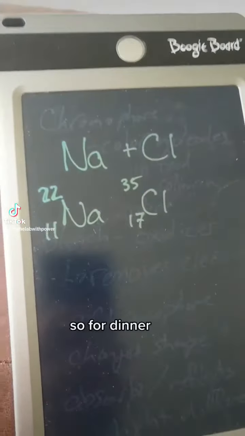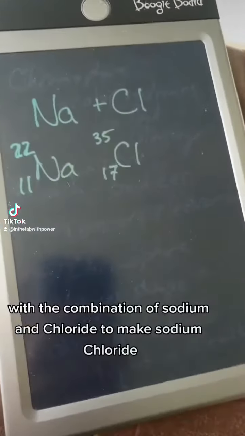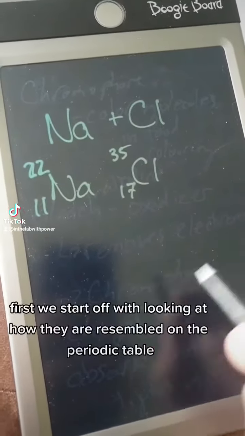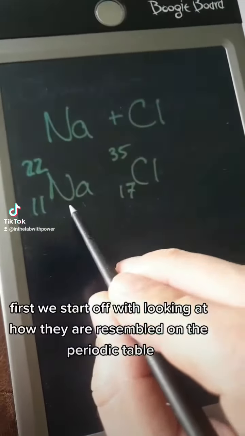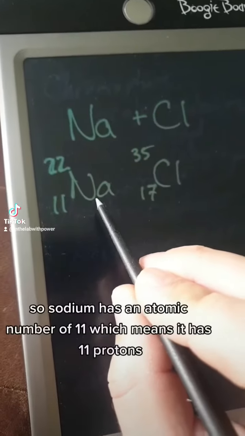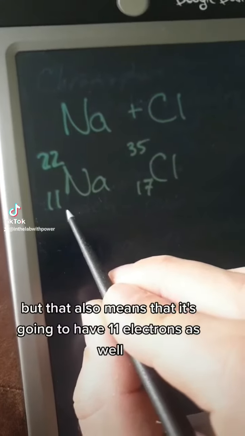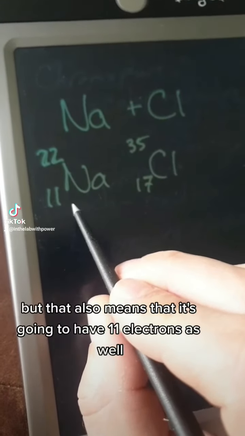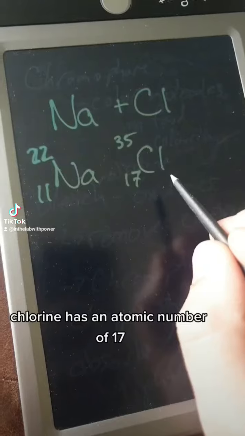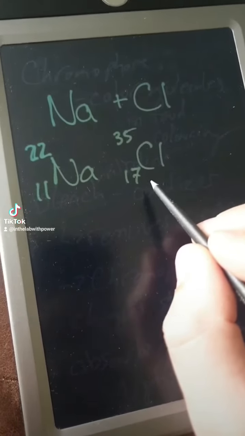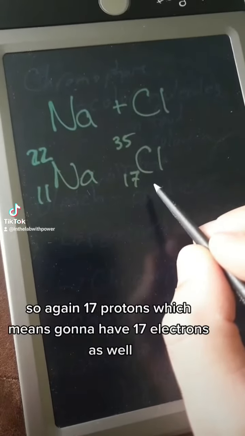Let's take a look. So if we're dealing with the combination of sodium and chlorine to make sodium chloride, which is table salt, first we start off with looking at how they are represented on the periodic table. Sodium has an atomic number of 11, which means it has 11 protons, but that also means it's going to have 11 electrons as well. Chlorine has an atomic number of 17, so again 17 protons, which means it's going to have 17 electrons as well.